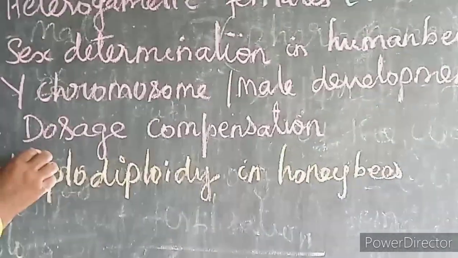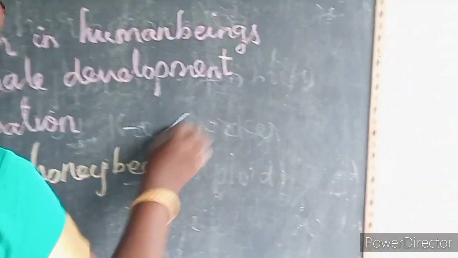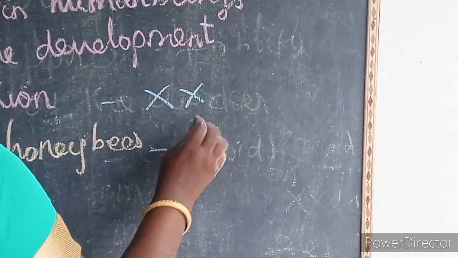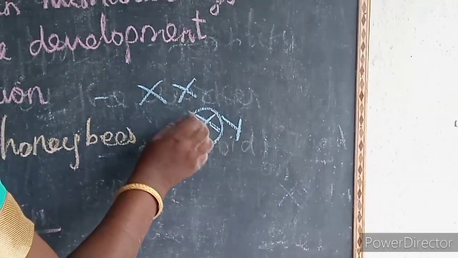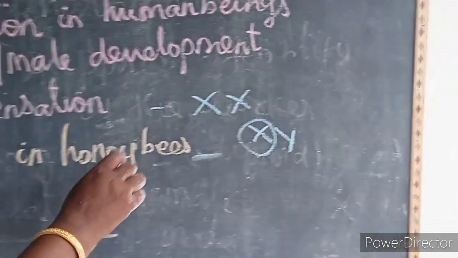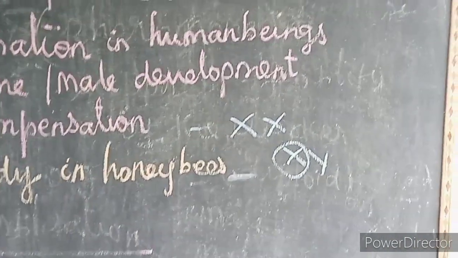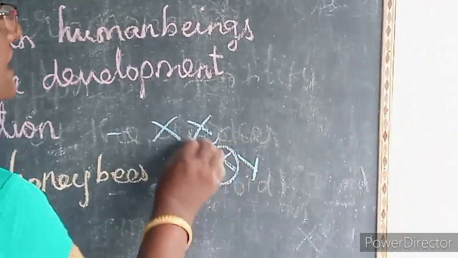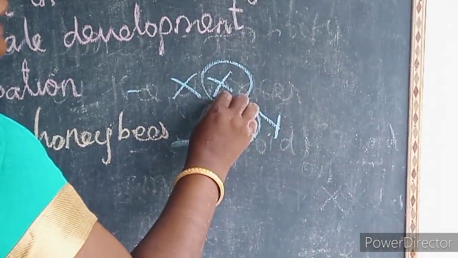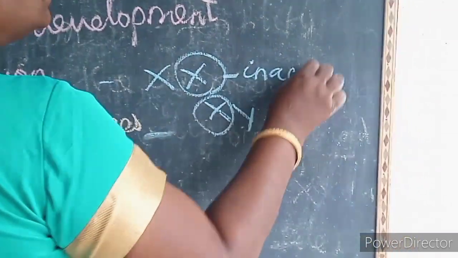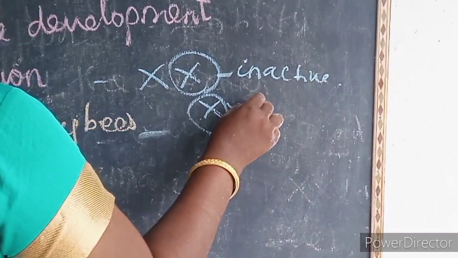Then dosage compensation. In the female there are 2 X chromosomes. Then in the male there is only 1 X chromosome present. So this X chromosome has to be compensated. That is called as a dosage compensation. That is how it makes this X chromosome. If there are 2 X chromosomes, 1 X chromosome becomes inactive and is placed in the heterochromatin. That is called as a dosage compensation.